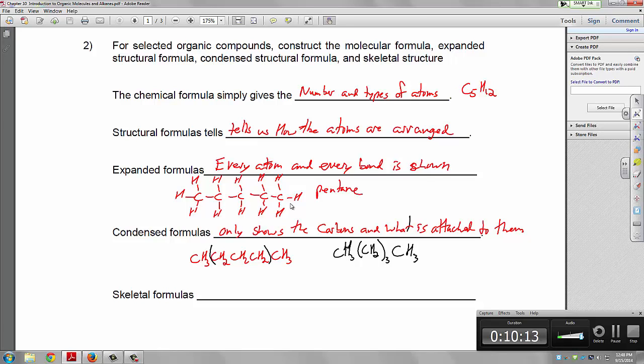Okay. The skeletal formulas only show the carbon-carbon bonds and heteroatoms. What's a heteroatom? These are atoms other than carbon and hydrogen, so atoms like the halogens, nitrogen, oxygen.